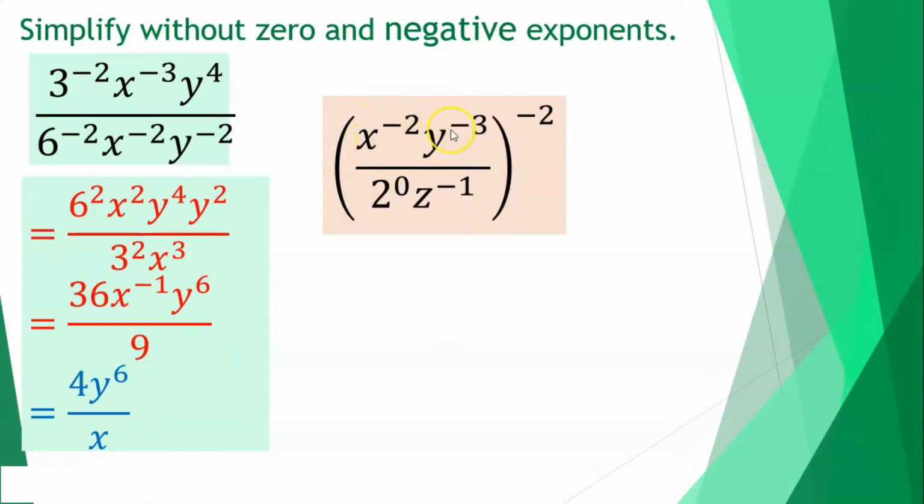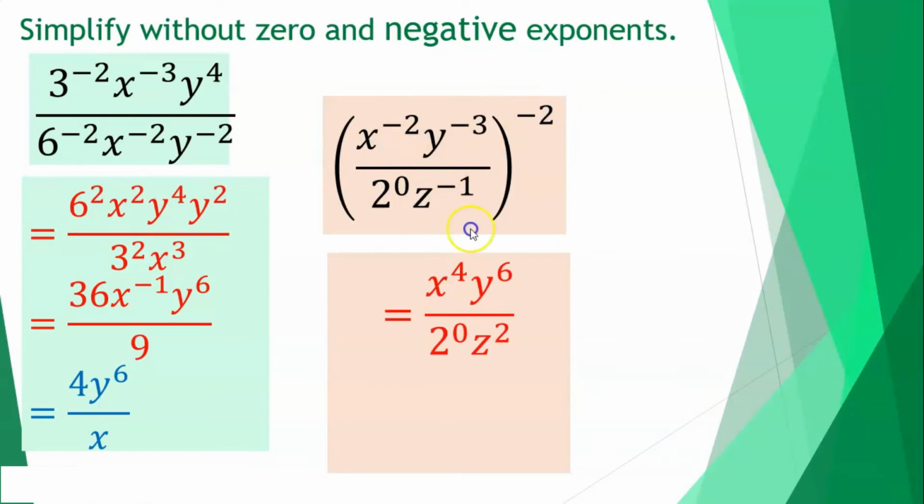Quantity x^-2, y^-3 over 2^0, z^-1, quantity to the power of -2. So with this, we can apply power rule. Distribute these exponents to the terms inside. So negative 2 by negative 2, that's 4. Negative 2 by negative 3, that's 6. So 0 by negative 2, it's still 0. And negative 1 by negative 2, it's positive 2. So take note, 2 to the power of 0 is 1. So final answer is x^4 y^6 over z squared.